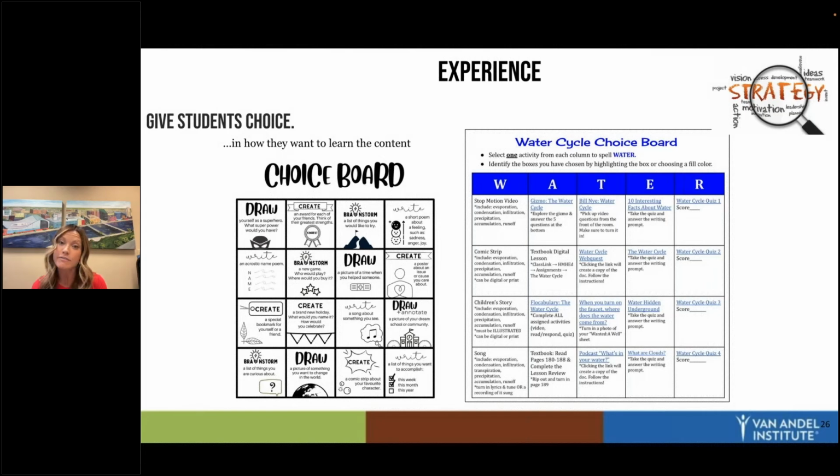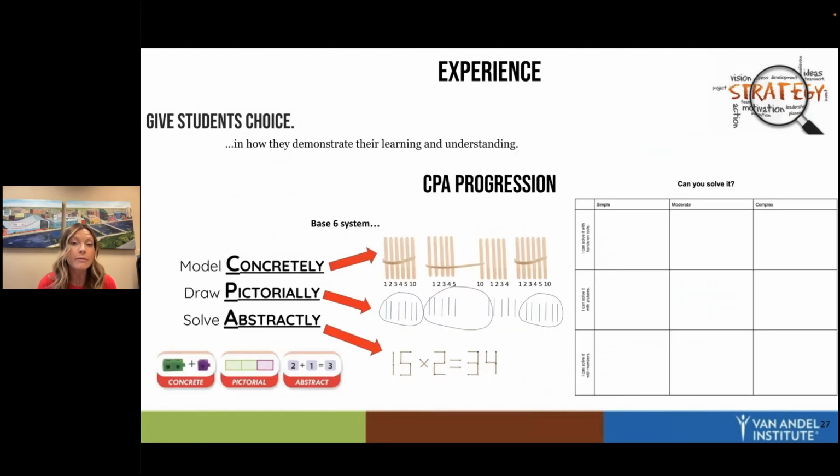And maybe it's content specific. If you're learning about the water cycle, you give them lots of options and ways that they can take in the content. Or you can give students choice in how they demonstrate their learning and understanding. And so we call this the CPA progression. It's a model for how students learn, specifically in math.